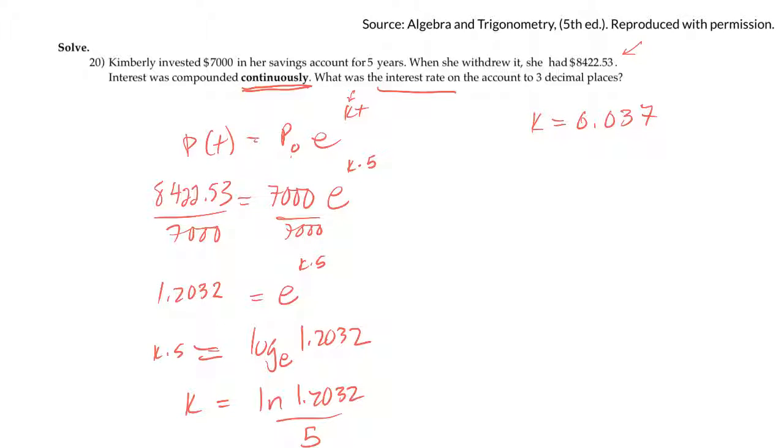0.037. And if I change that to a percent, because they're looking for the interest rate, to 3 decimal places, I'll move this over 2 places, so it'd be 3.7. And what I have on my calculator is another couple of zeros there. So 3.700%, that was the interest rate. All right, hopefully that helps you with those 3 questions.